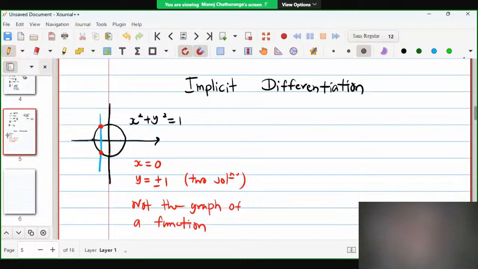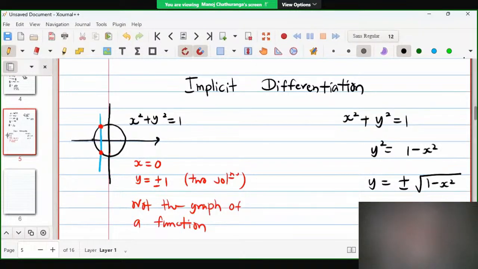But still, it is a graph of something, and still we can draw tangent lines and we can ask for the slope of the tangent line. One thing you can do is to convert this to a graph of a function. So we have y squared equals 1 minus x squared. You can see y equals plus or minus square root of 1 minus x squared. Now you have two solutions.